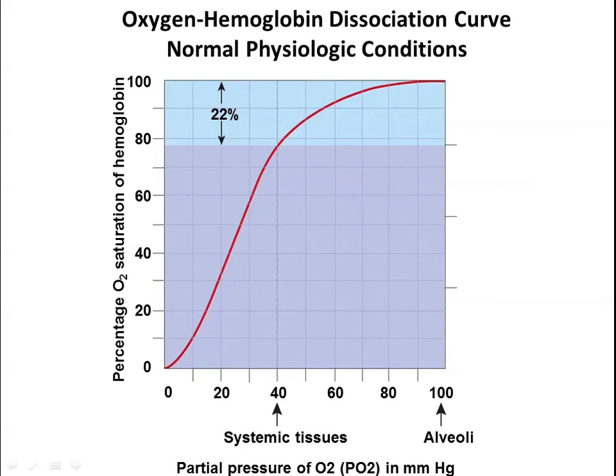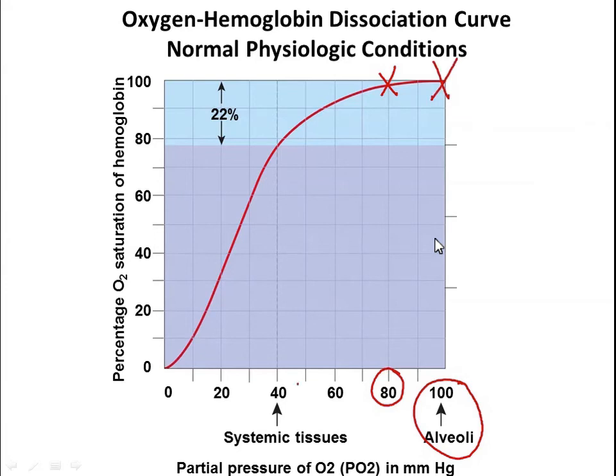Let's first take a look at what the oxygen-hemoglobin dissociation curve looks like under normal conditions, and then we'll talk about how this curve shifts under different conditions. Hemoglobin approaches saturation at a partial pressure of about 80. And in the alveoli of the lungs, the partial pressure of oxygen is typically about 104. So there's plenty of oxygen, and the hemoglobin is essentially saturated.